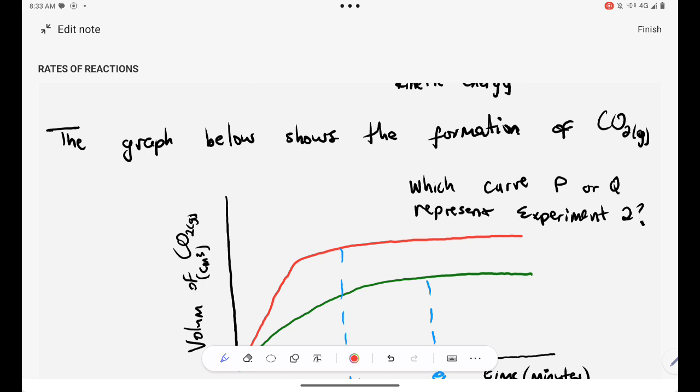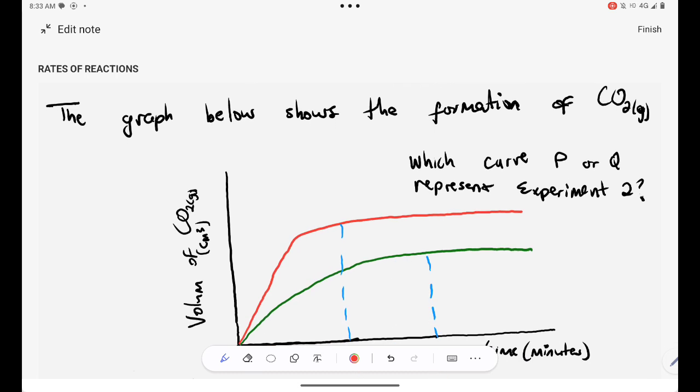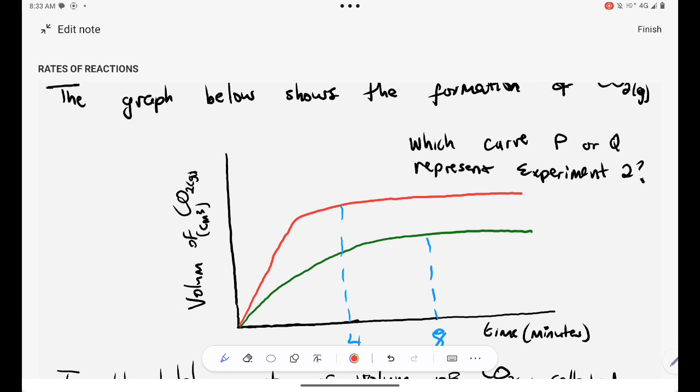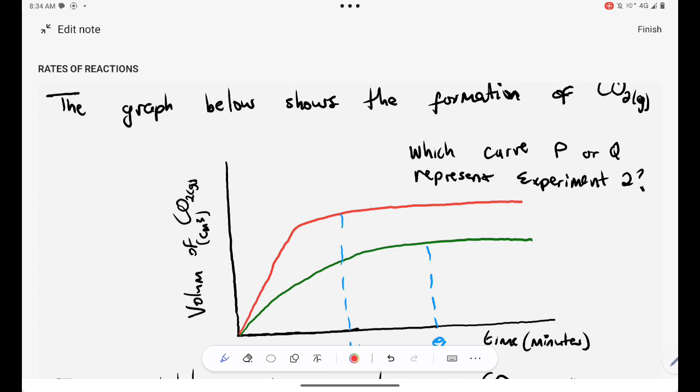Now we are told that the graph below shows the formation of carbon dioxide. Then we are being asked which curve, P or Q, will represent experiment 2. Remember that experiment 2 occurs at a higher temperature. So experiment 2 will simply have more effective collisions. Since experiment 2 has more effective collisions, it will have the highest volume of our product.